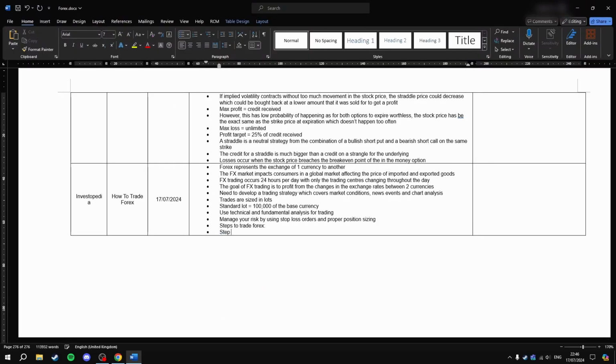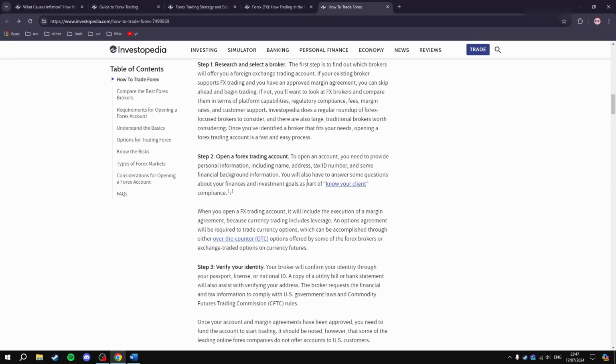Step 1, select a broker. The first step is to find out which brokers will offer you a foreign exchange trading account. If your existing broker supports FX trading and you have an approved margin agreement, you can skip ahead and begin trading. If not, you'll want to look at FX brokers and compare them in terms of platform capabilities, regulatory compliance, fees, margin rates, and customer support.